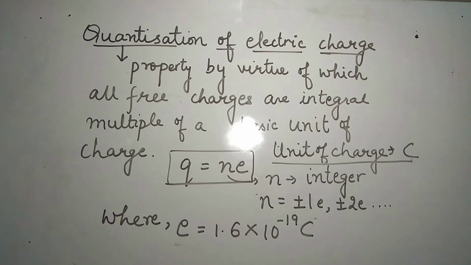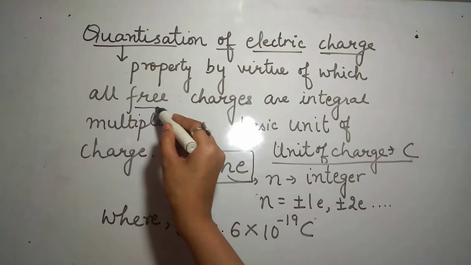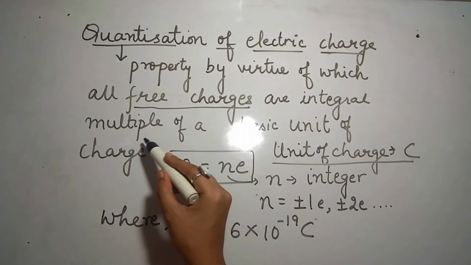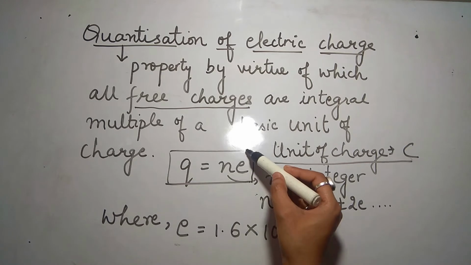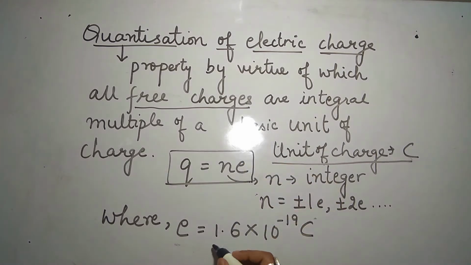Our next topic is quantization of electric charge. The definition is the property by virtue of which all the free charges are integral multiples of a basic unit of charge. What is the basic unit of charge here? It is e, and the value of e is 1.6 × 10^-19 coulombs.